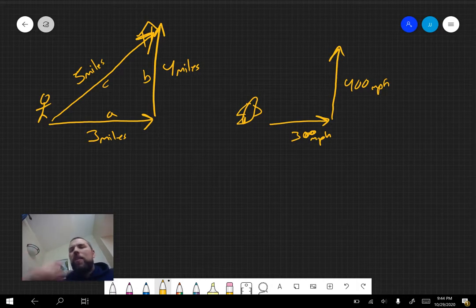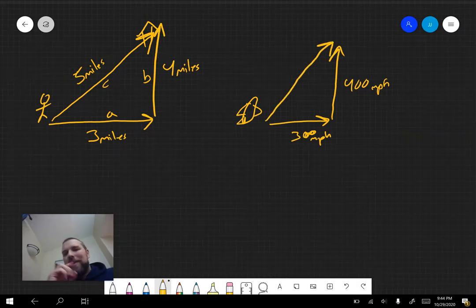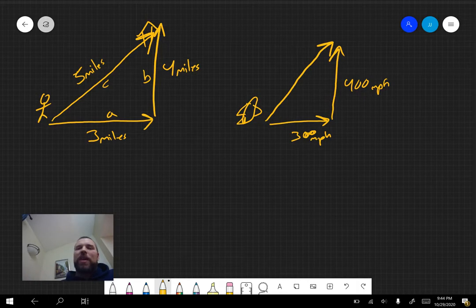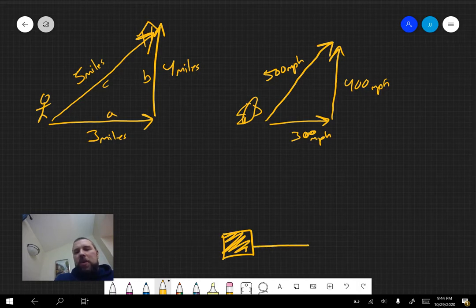If I want to know, hey, what's the actual speed that that plane is going? Because it's going to end up going this way. It's getting pushed off course. We have a triangle again, and you're going to find that the actual speed is going to end up being 500 miles per hour.